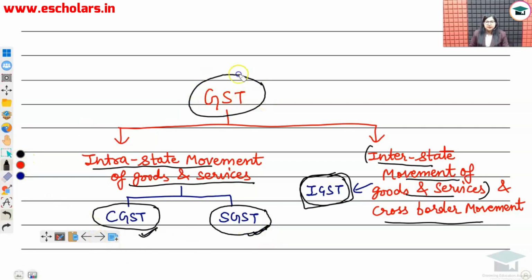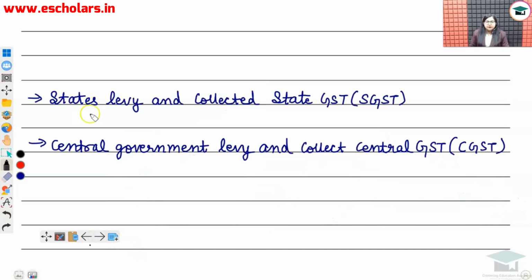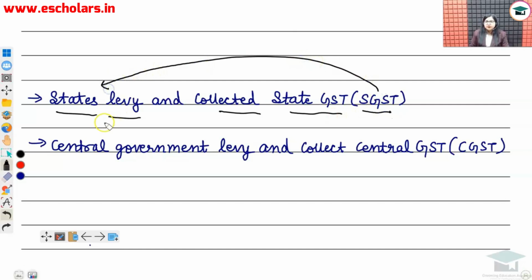So let's recall it. On intrastate movement of goods and services, CGST and SGST is levied, whereas on interstate movement of goods and services and cross-border movement of goods and services, IGST is levied. Now here we have states levy and collect state GST. The revenue arising from SGST goes to the state, and states levy, that is impose and collect, the state GST, whereas the central government levies and collects central GST, that is CGST.